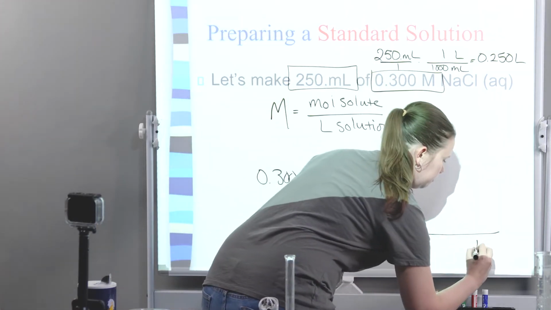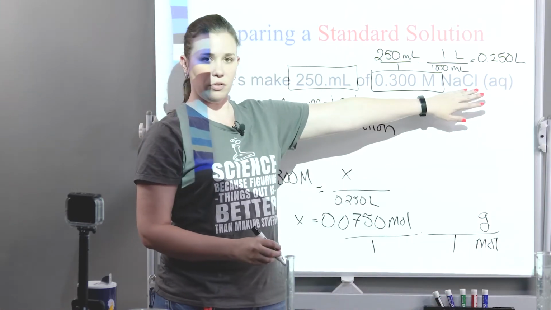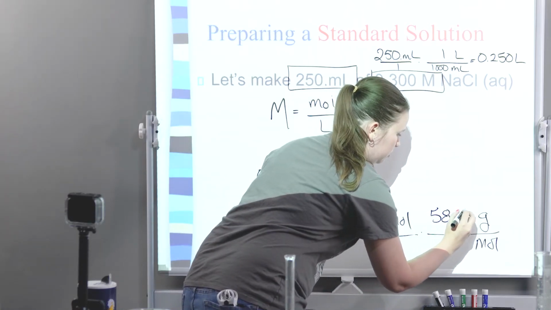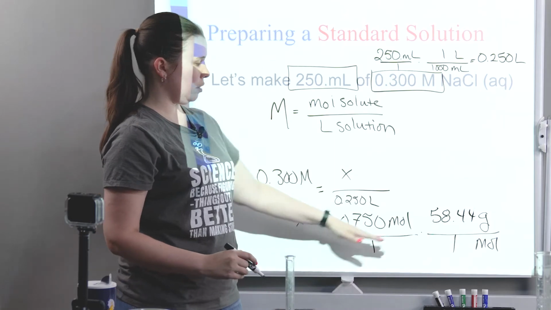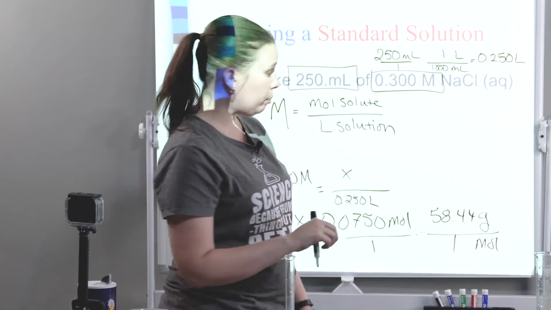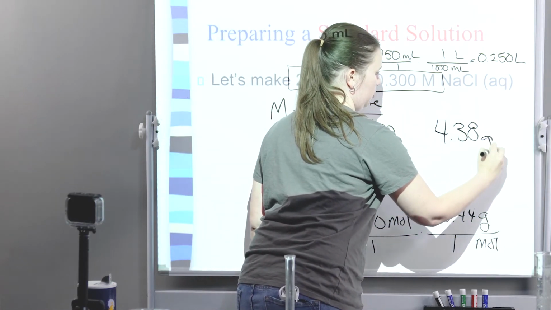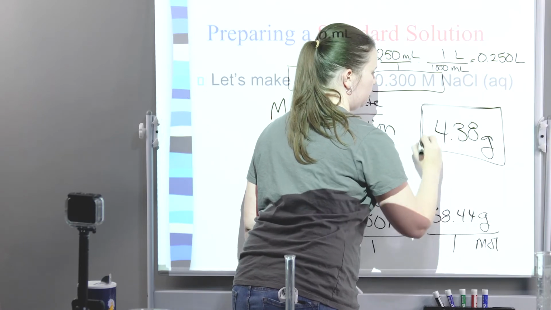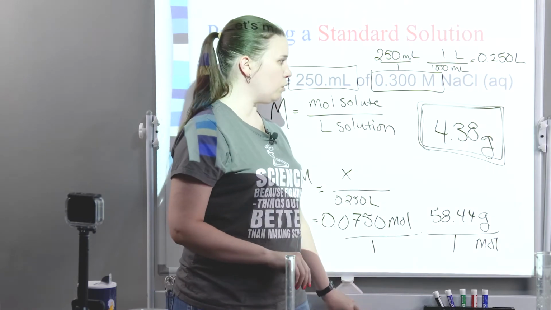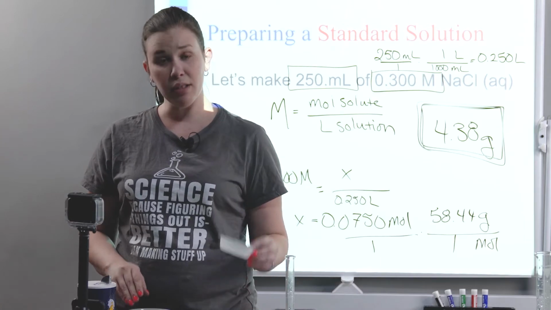So mole on the bottom and gram on top. 1 mole, and then I'm going to use the molar mass of the sodium chloride, which is 58.44. So essentially this means I'm taking my moles and multiplying it times 58.44, and we get 4.38. So that is actually something I can work with. 4.38 grams of solute.